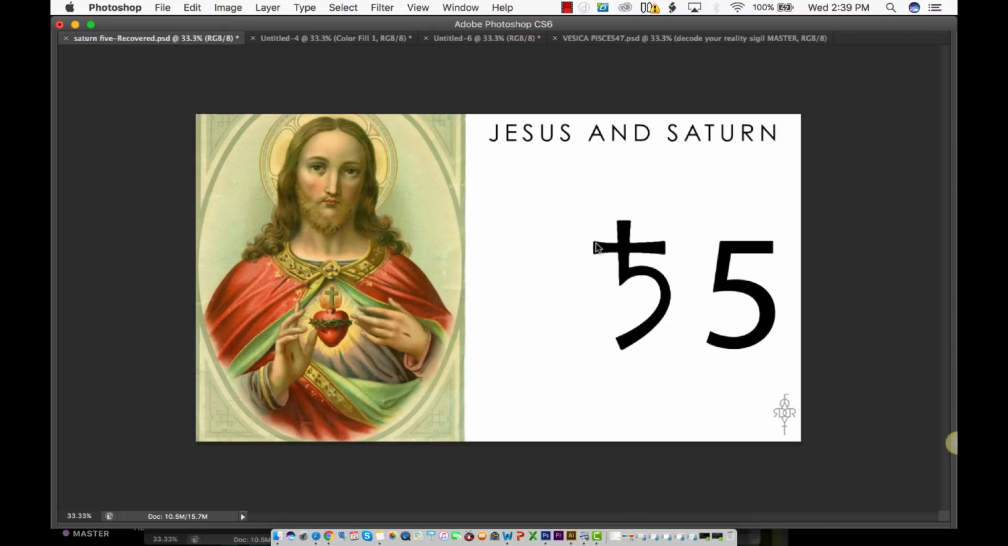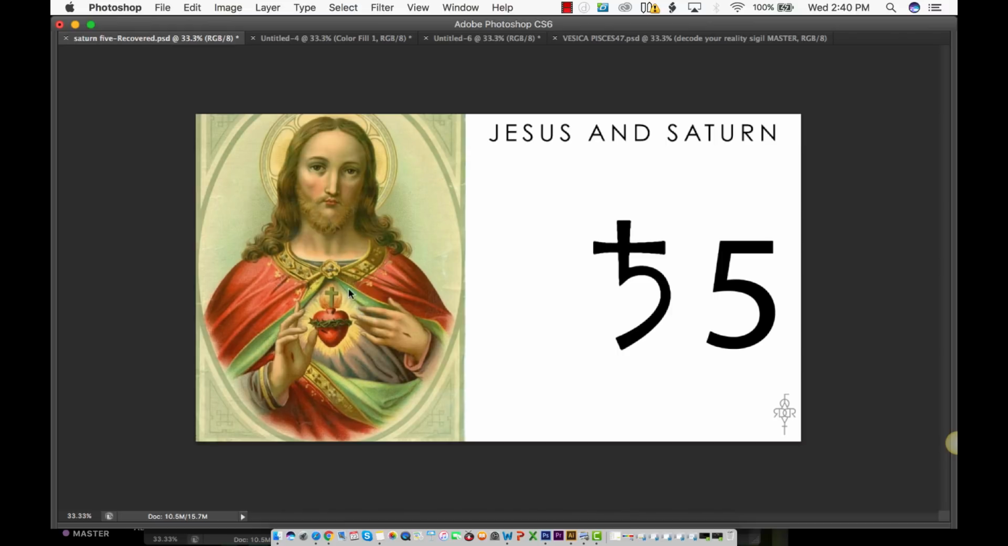Now, I say this icon, this symbol of Saturn, it's shown many ways. Sometimes they come out with a little curl on the end, but this is an ancient symbol of Saturn, and I say it looks a heck of a lot like the five, don't you agree? There's the five right there, and of course there's the cross on top. Now, it's embedded inside this picture of Jesus. It's right in the centerpiece right here.